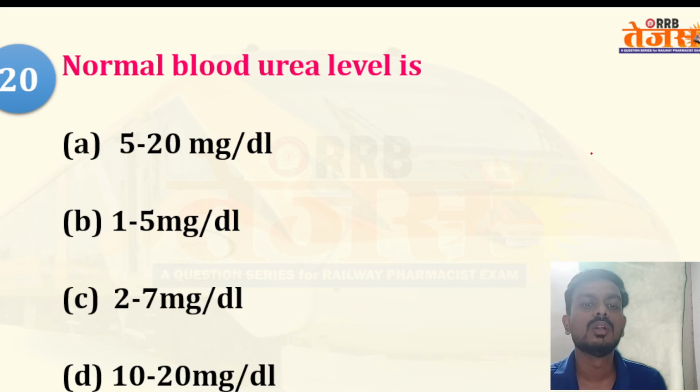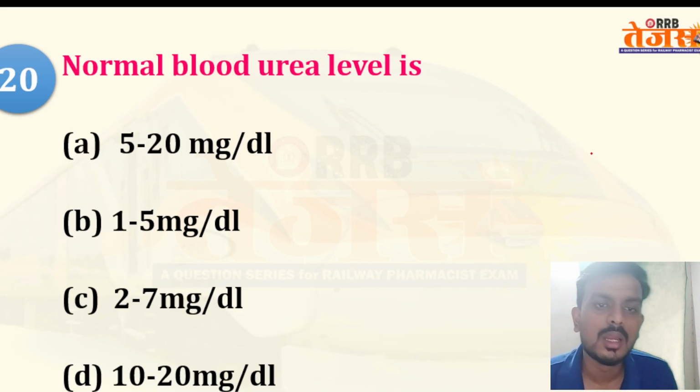Normal blood urea level. What is the normal blood urea level? Options are 5 to 20 mg per deciliter, 1 to 5 mg per deciliter, 2 to 7 mg per deciliter, or 2 to 10 mg per deciliter. Your right option is 5 to 20 mg, the normal urea level in blood.